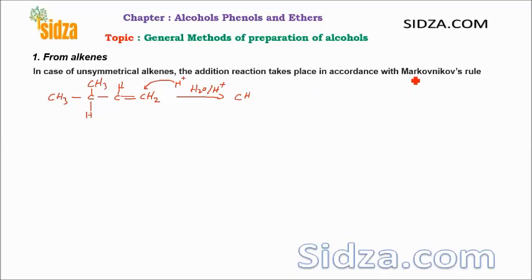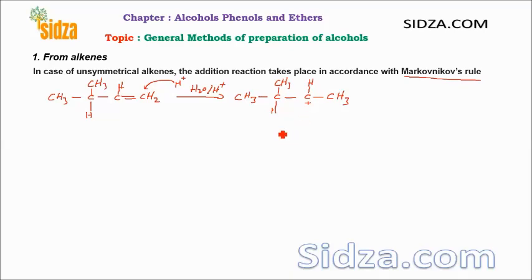This is as per Markovnikov's rule, right? The hydrogen goes to the double bonded carbon with more hydrogen atoms. So you get the CH3 here, CH3, CH, and then you get a single bond CH2. Now it will be CH3. This is the carbocation that you will get, right? As an intermediate carbocation.